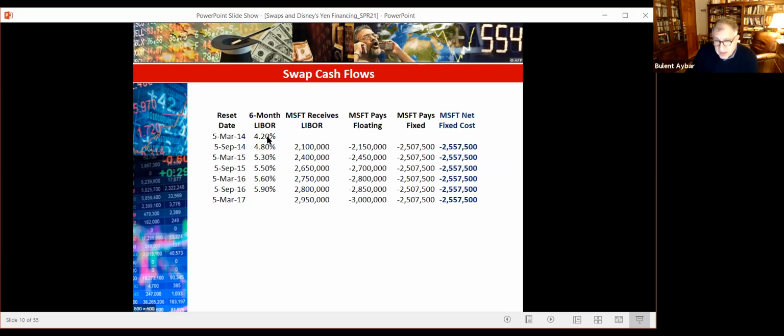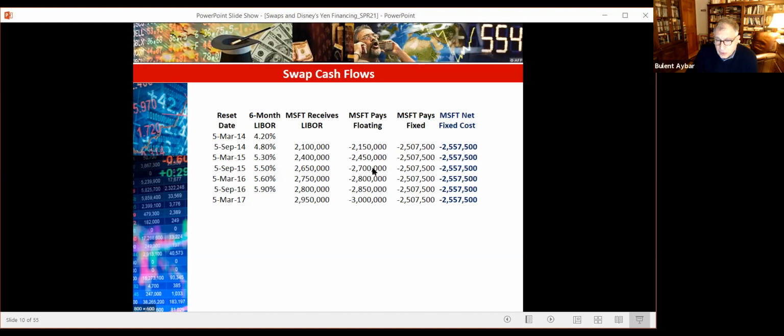So these are what we call the interest reset dates, which determine what the next floating interest rate or next floating interest payment is going to be. So if you do the math in here, the net cost for Microsoft in these 6 periods that we summarized in here is going to be $2,557,500 each, so essentially a fixed payment.